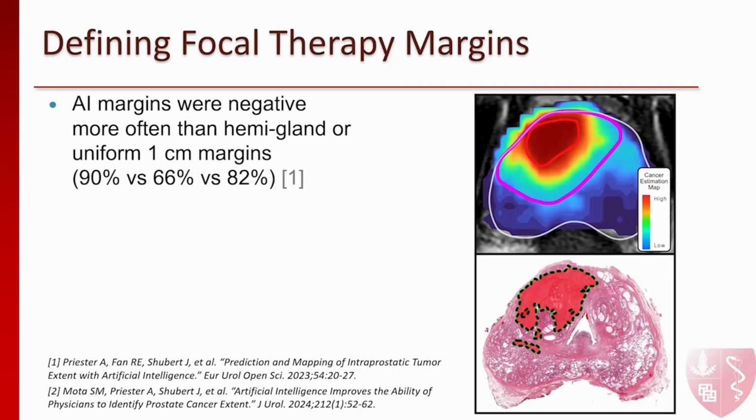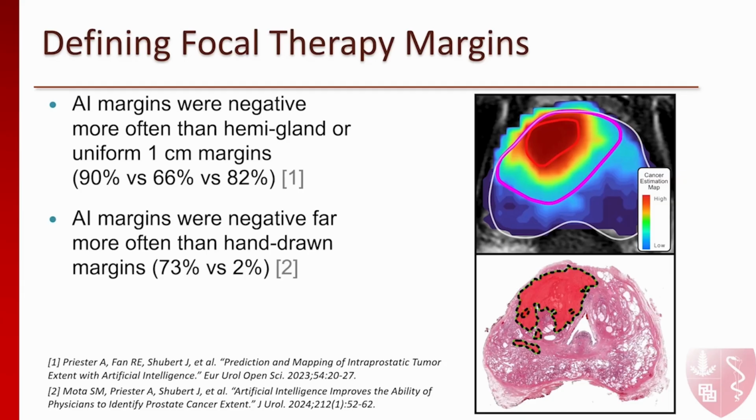We then ran the AI model on the biopsy location and the T2 images to generate treatment plans and compared that to the more standard hemiablation strategy or the radiologist annotation plus a 1 centimeter margin, and showed that using this AI platform, the negative margin rate that we called it was 90%, which is better than the 66% we'd get with hemi-gland ablation or the 82% you'd get with simply adding a 1 centimeter margin on top of the radiologist lesion.